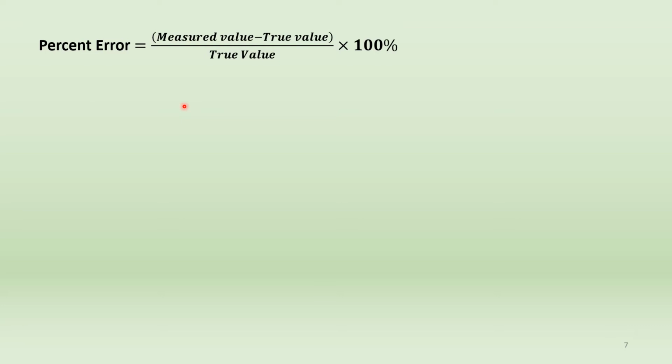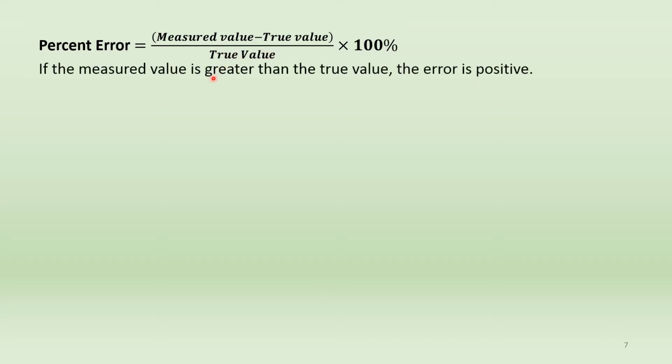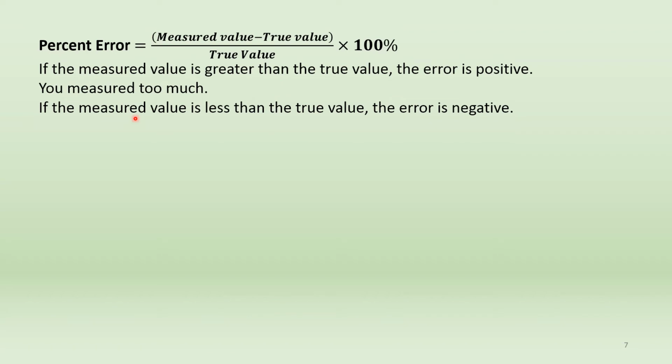Here's an example. I'm often asked by students as a teacher, "Sir, do I subtract the measured from the true or the true from the measured?" And the problem is people just forget formulas. So rather than just memorizing, let's try and understand it. Does this make sense that if the measured value was greater than the true value, you'd have too much? That would be a positive error because you measured too much. If on the other hand, the measured value was less than the true value, you'd have a negative error because you have too little.